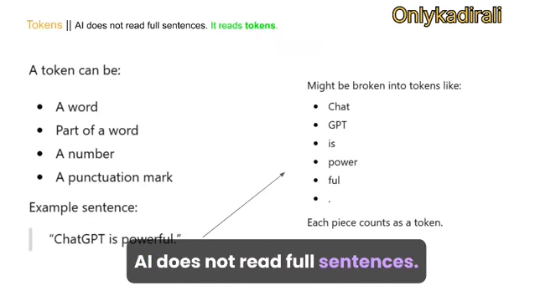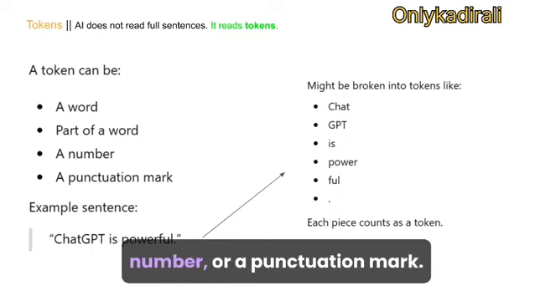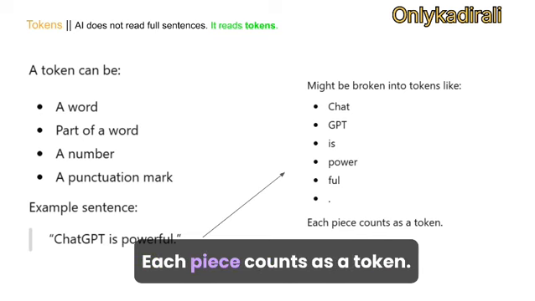AI does not read full sentences, it reads tokens. A token can be a word, part of a word, a number, or a punctuation mark. Each piece counts as a token.